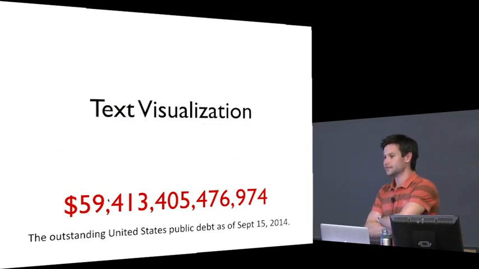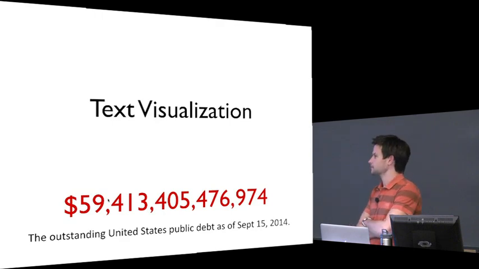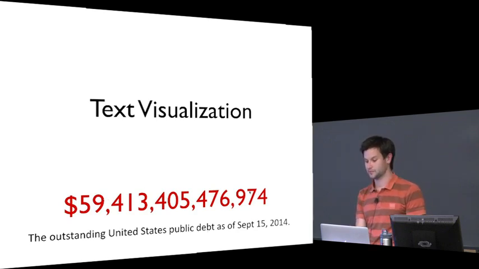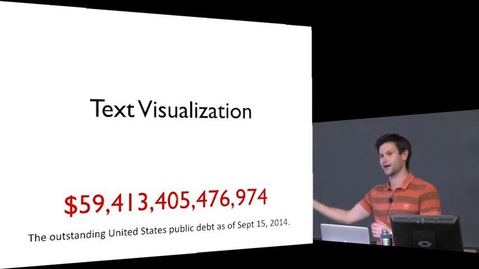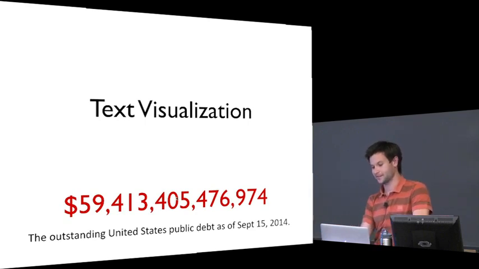Okay, now in the last part for today, I want to talk about text visualization. And in text visualization, the simplest way how we can represent text is to just show the number. That would be the US public debt that I looked up yesterday on this counter website, which is counting incredibly fast, actually. And that would be a very simple way to visualize text.